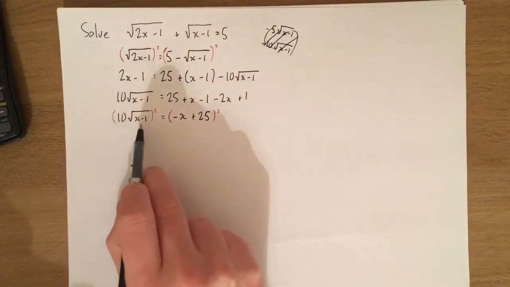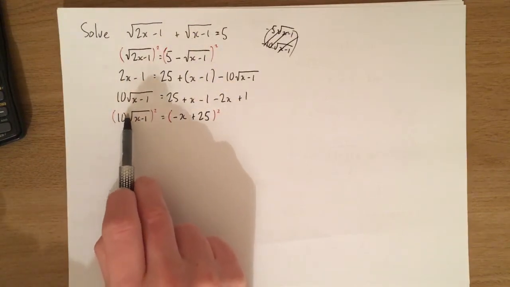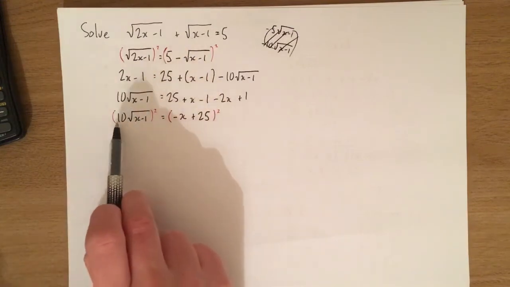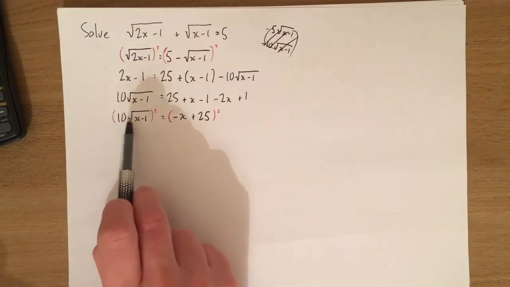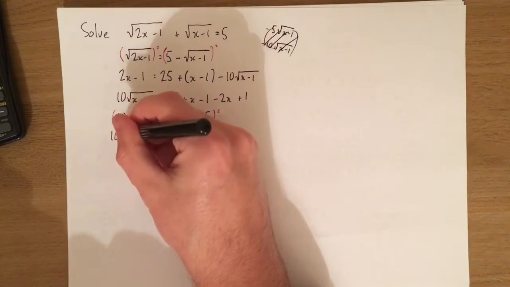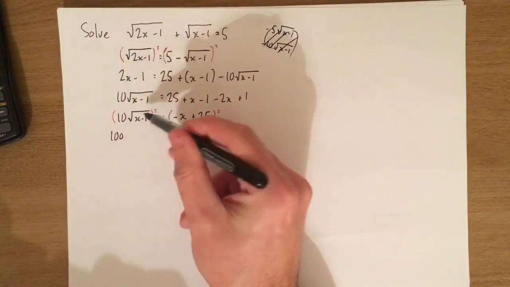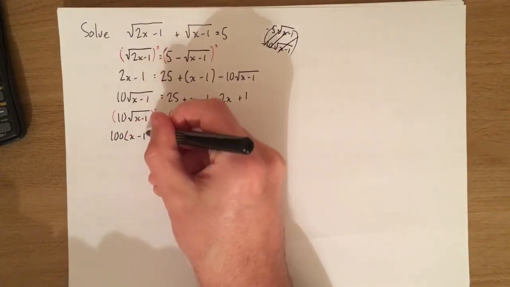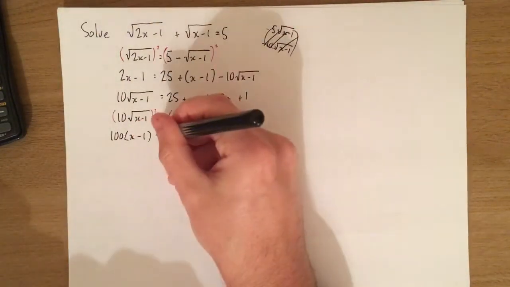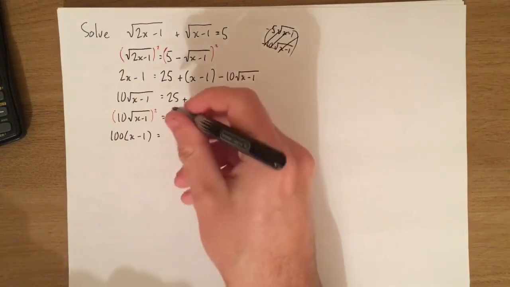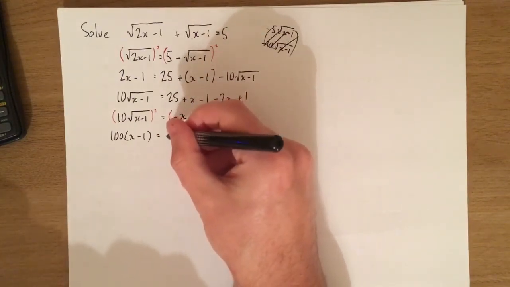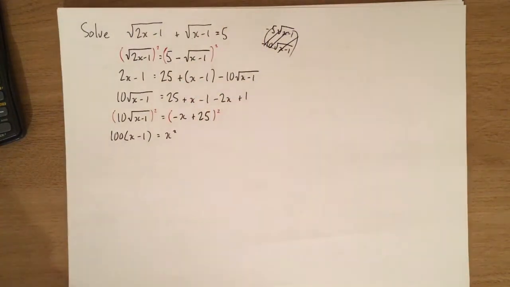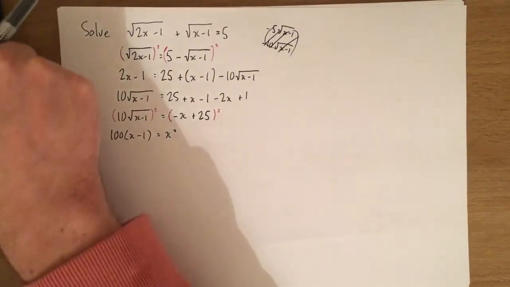So the left hand side here is 10 multiplied by root x minus 1. When you square that, you're just going to square both parts separately. So 10 squared is 100, and root x minus 1 squared is just x minus 1. The square root and the squared cancel. And then that is equal to minus x squared, which is minus x by minus x, so plus x squared. 25 squared is 625.